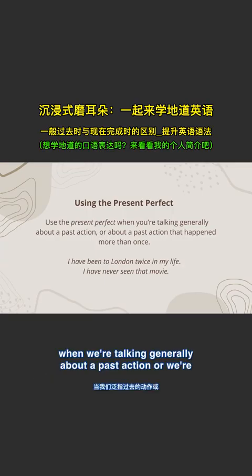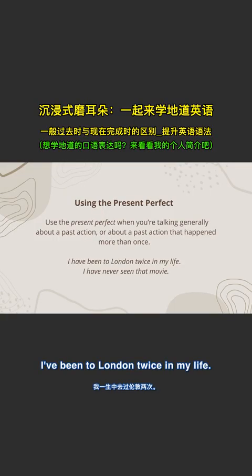Now, we use the present perfect when we're talking generally about a past action, or we're talking about an action that happened more than one time. For example, I've been to London twice in my life. I have been is the present perfect, and we're using the present perfect because this action happened twice. It happened 2 times, it happened more than once, so we have to use the present perfect. I have been to London twice in my life. Or in the example, I've never seen that movie.